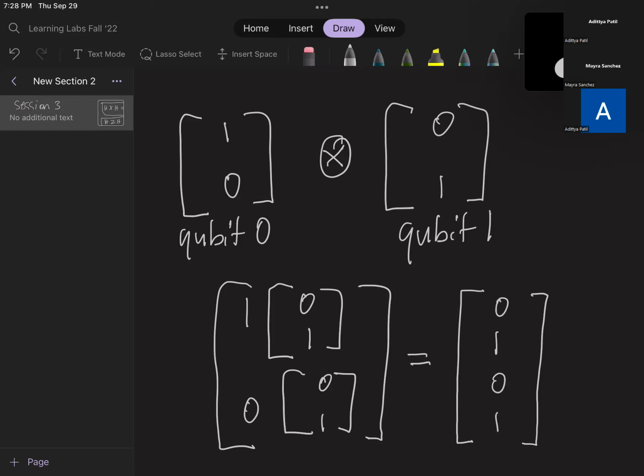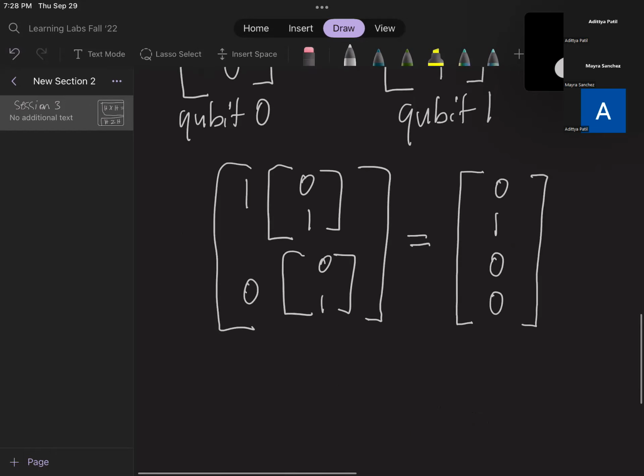So this is our 2-qubit state in this case, represented in 1 matrix. Actually, it's 0, 1, 0, 0. Thanks for the correction.